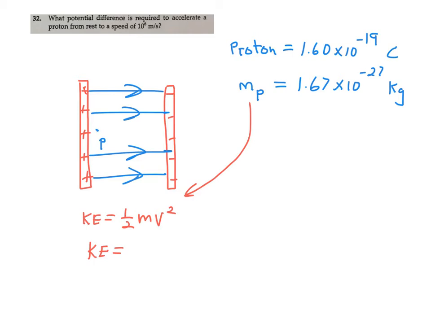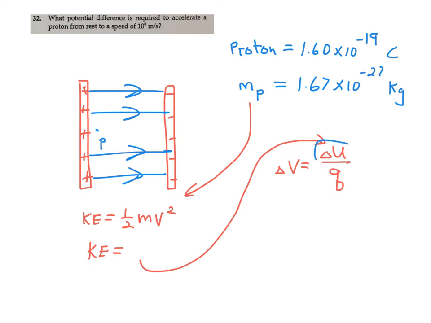negative plate. And then, just like the last problem, in reverse, you're going to have delta V equals delta U over Q. We're looking for the potential difference, delta V. And we'll have the kinetic energy, which will be the initial potential energy that the particle had, the proton had, because it was transferred into the kinetic energy at the end. And we know the charge of the proton.